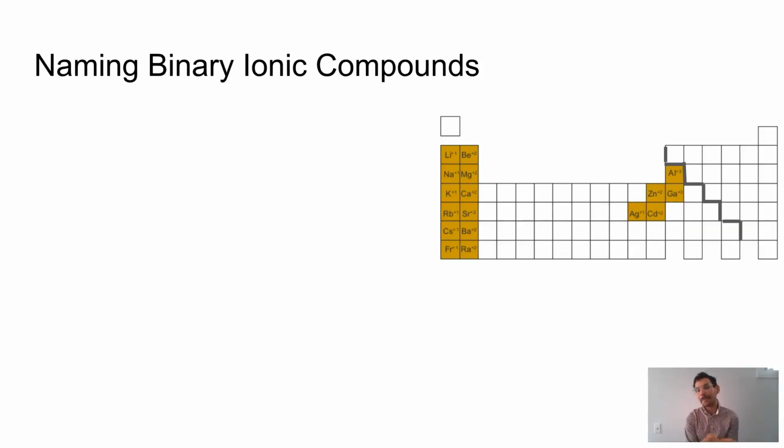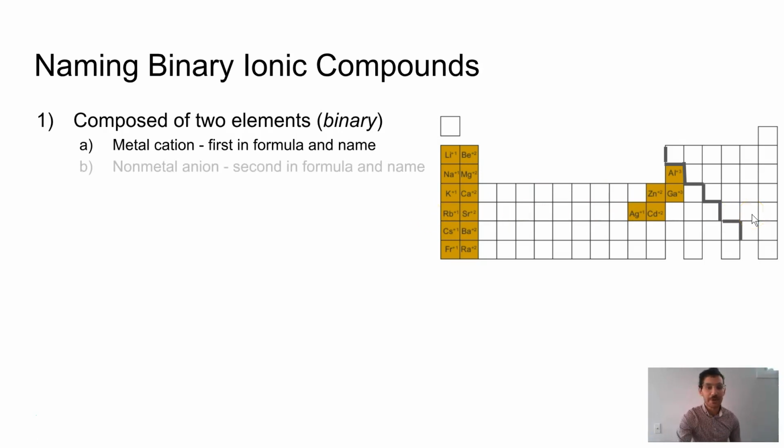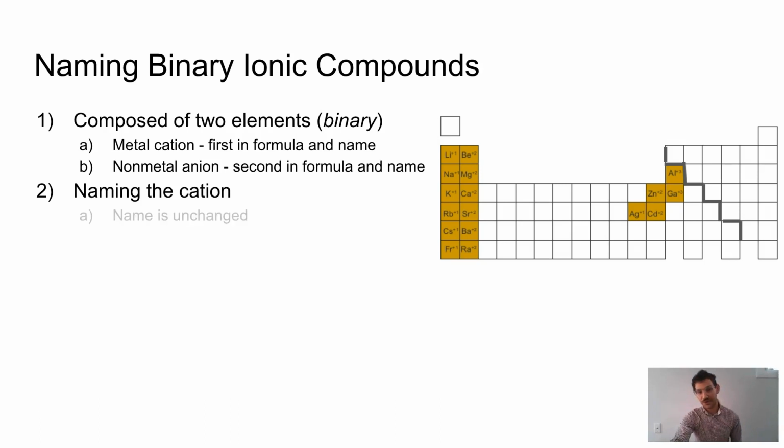So if we're going to be naming our binary ionic compounds, that's one of our goals. We want to look at a formula and come up with a name. We need to know that they're going to be composed of 2 elements always. So that's where this binary comes from. Binary code is 0s and 1s, and these elements are combined in 2s, just like 1, 2, 2 elements, binary. So we're always going to put down our metal cation first in the formula and first in the name. That's maybe because metals are on the left, and if we read left to right, metals will come first. Our nonmetal is the anion, and that's always going to be coming second in the formula and second in the name.